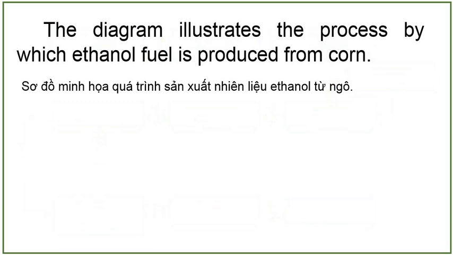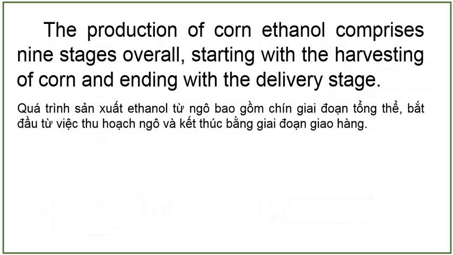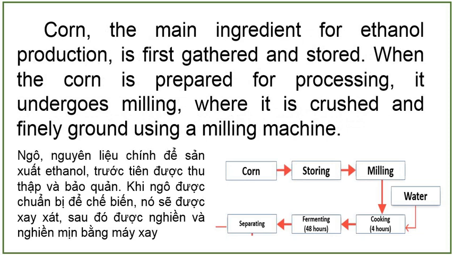The diagram illustrates the process by which ethanol fuel is produced from corn. The production of corn ethanol comprises 9 stages overall, starting with the harvesting of corn and ending with the delivery stage. Corn, the main ingredient for ethanol production, is first gathered and stored. When the corn is prepared for processing, it undergoes milling, where it is crushed and finely ground using a milling machine.